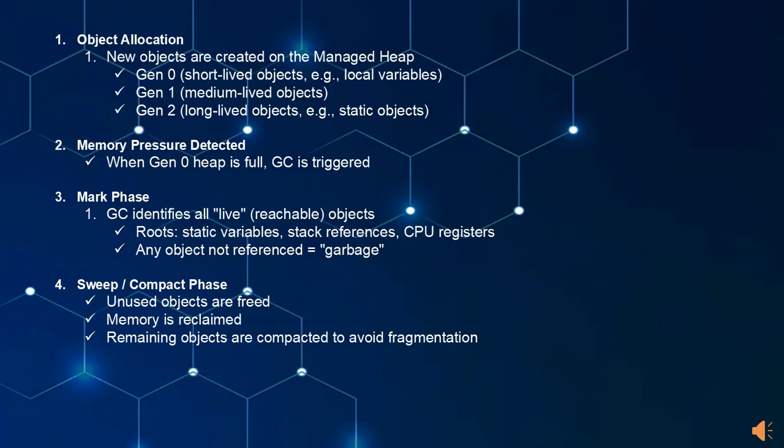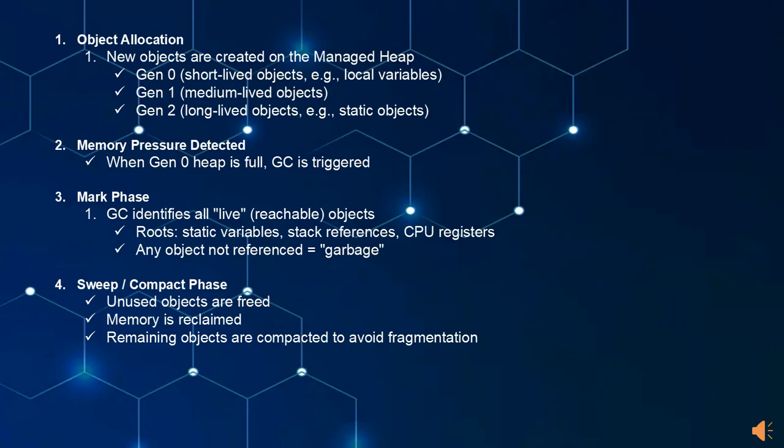Next, we have the mark phase, where GC identifies all live, reachable objects. Roots are static variables, stack references, and CPU registers. Any object not referenced equals garbage.